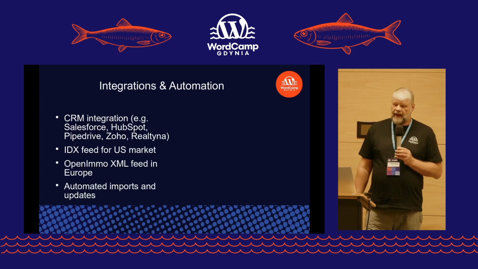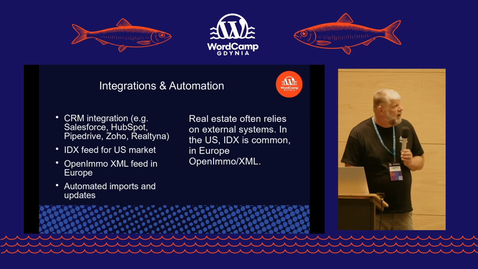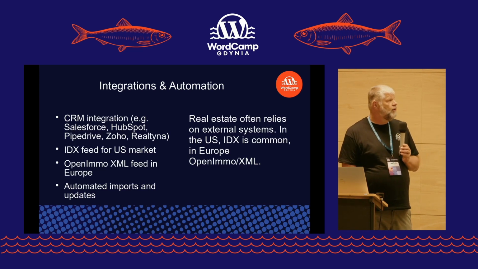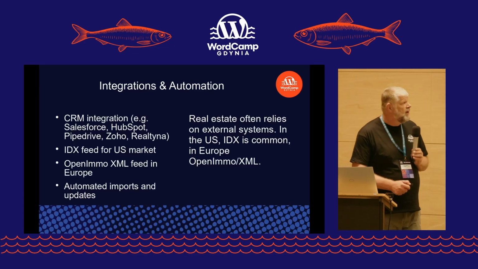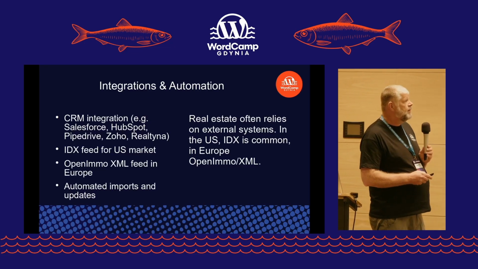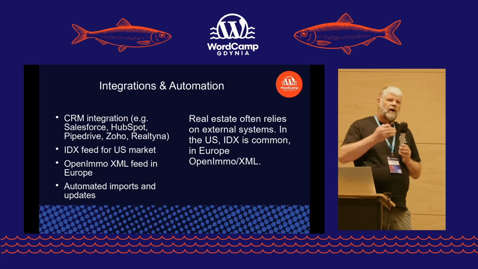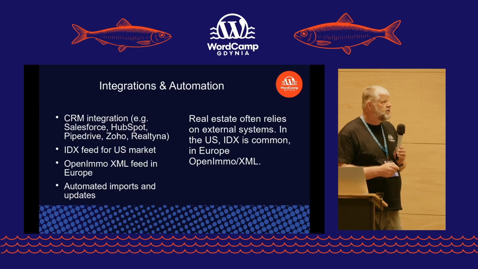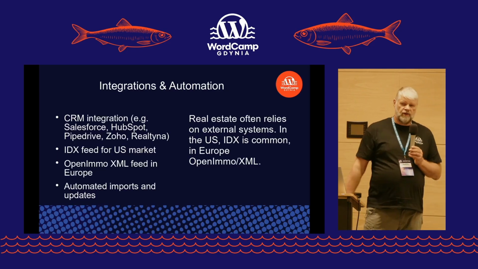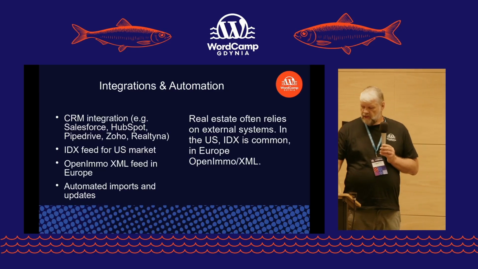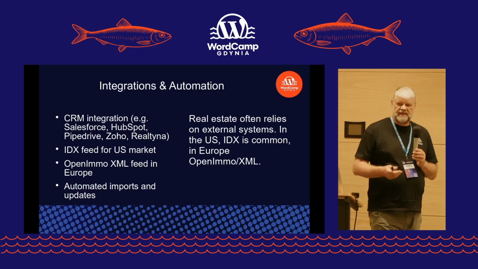Yeah, and now we have to talk about integration and automation. As I mentioned before, CRM integration is very, very important. Let's say we have Salesforce, HubSpot, Pipedrive, and so on. But that's one side of integration. The other side of the integration is how to bring the listings into the database of WordPress, because you don't want to add all the properties by hand.